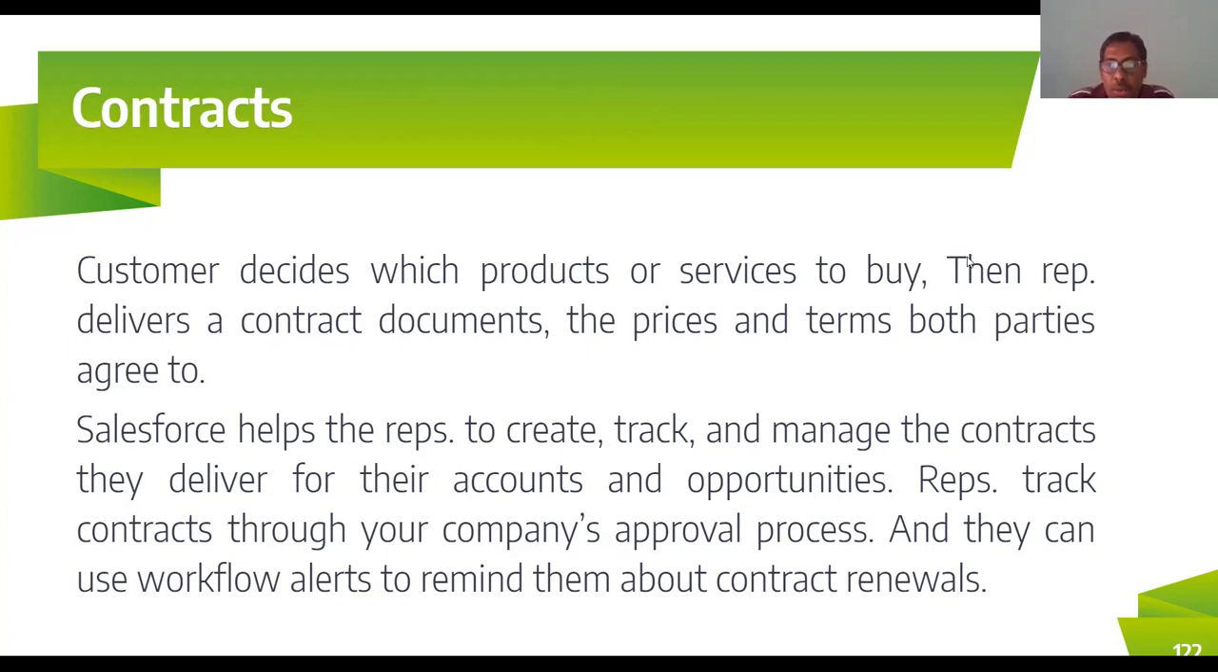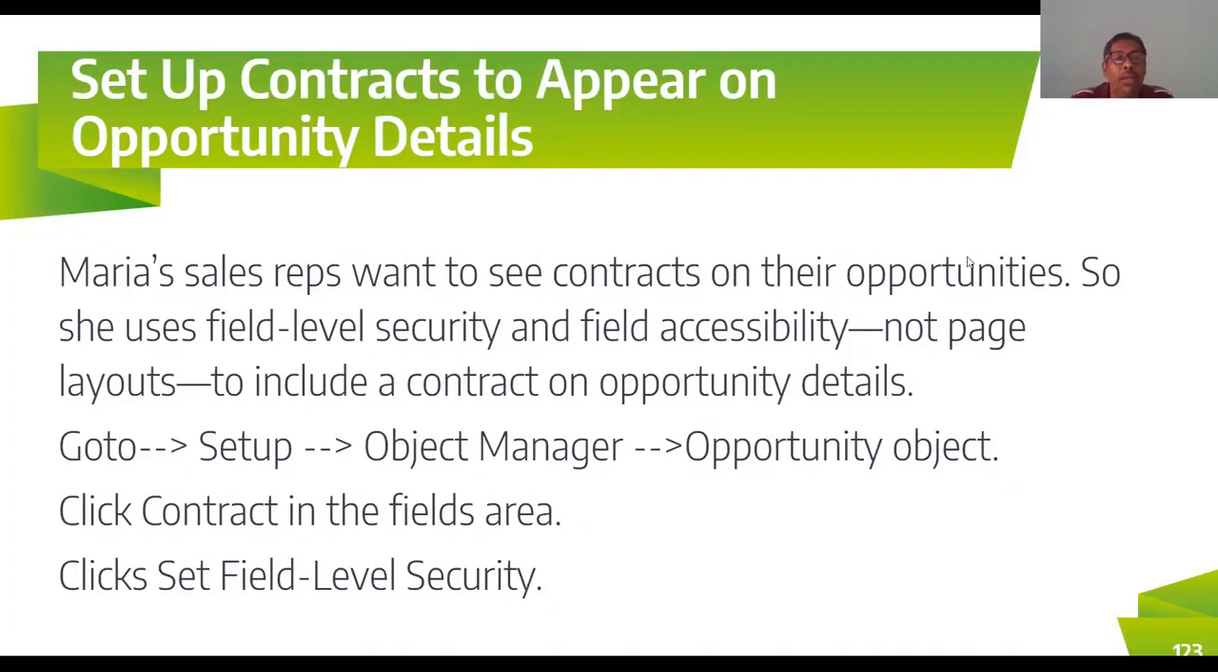The reps will track the contract through the company approval process or through the workflow, right? So either they will try to create the contract, or the renewal would happen. They will try to remind the customer about the contract renewal and all this stuff. If the contract has already been created, they will go for a renewal. Now let me see how to set up a contract to appear in the opportunity detail page.